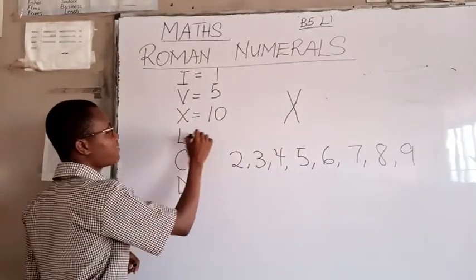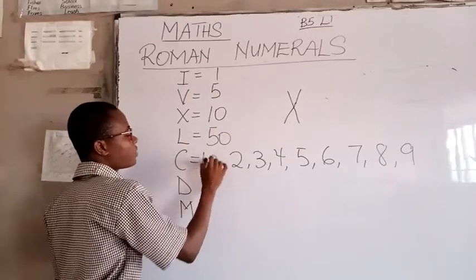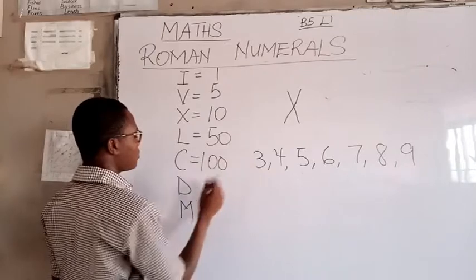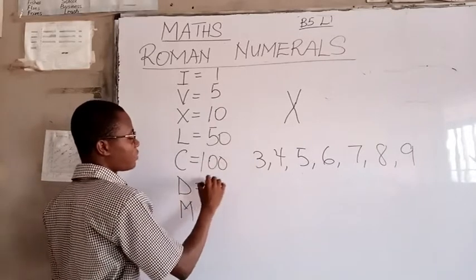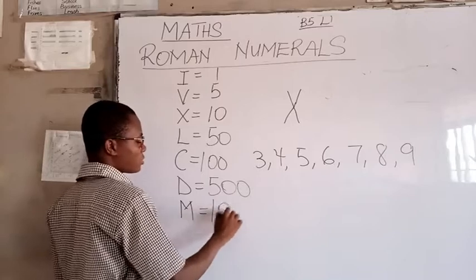Now the next one is 50. The next one is 100. The next one is 500. And the next one is 1000.